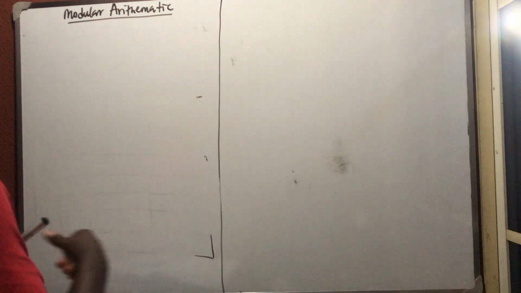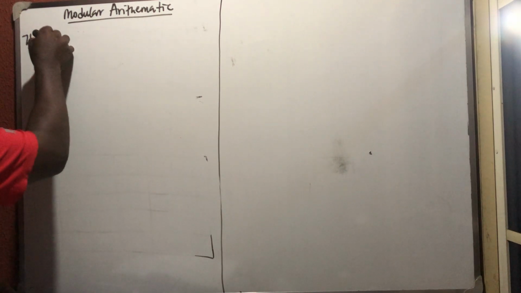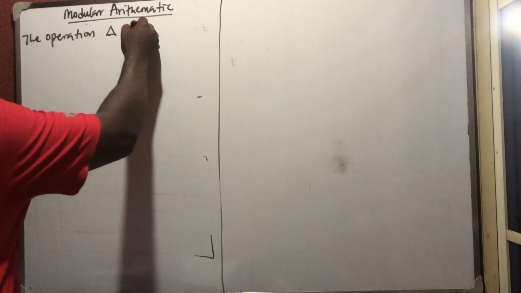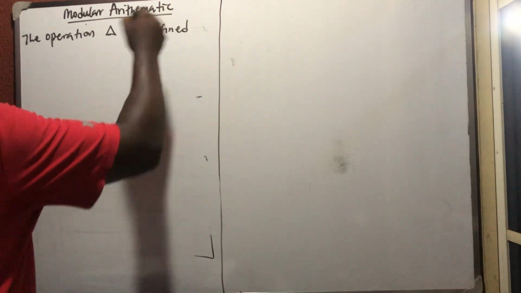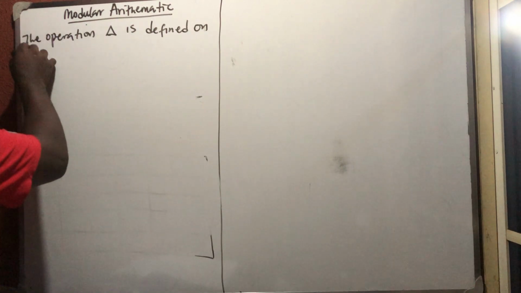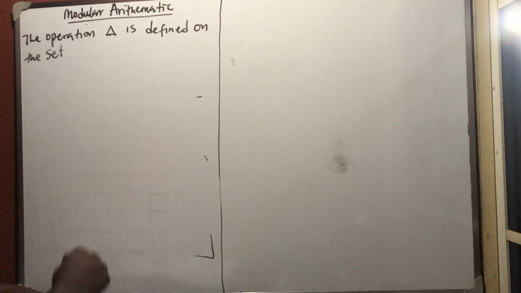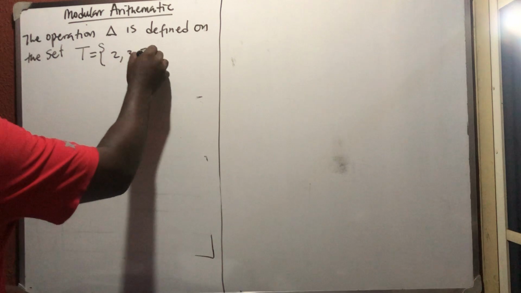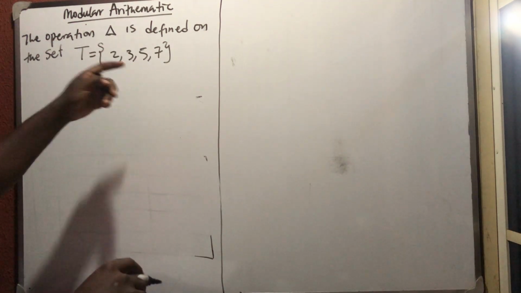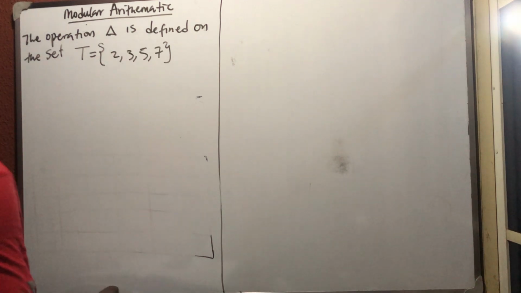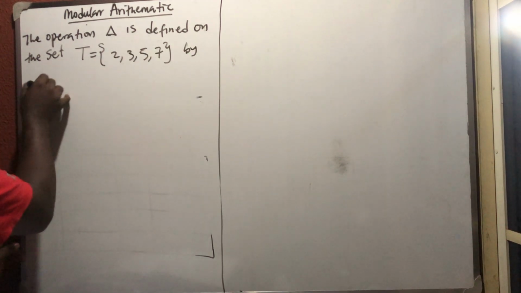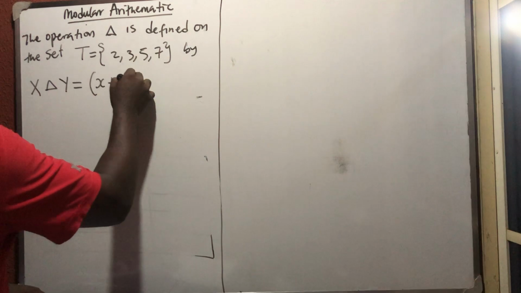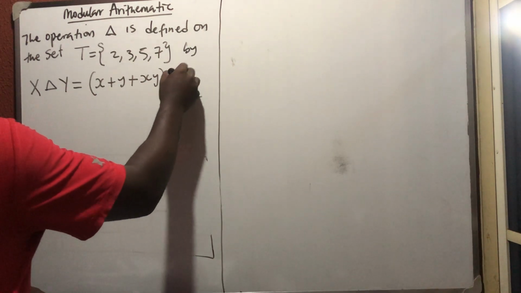Another example: the operation star is defined on the set T, which is equal to {2, 3, 5, 7}. Now, if you look at this, it can be mod 8 and above. It's defined on this set by x operation y to be equal to x plus y plus xy in mod 8.